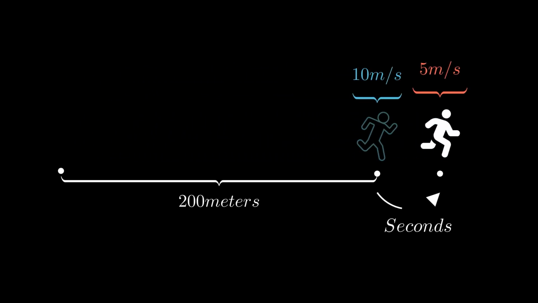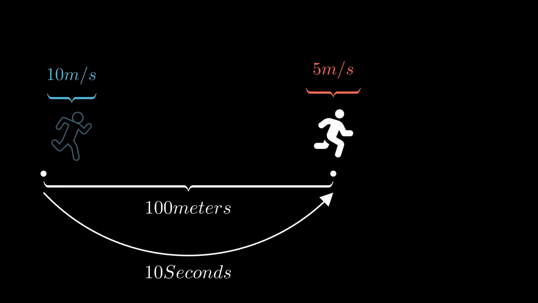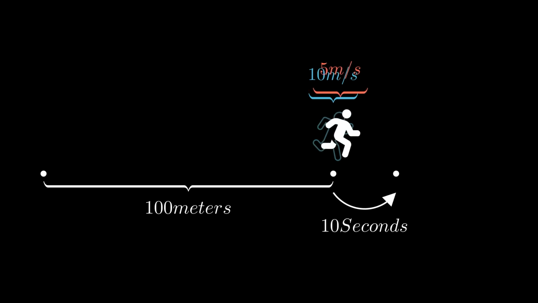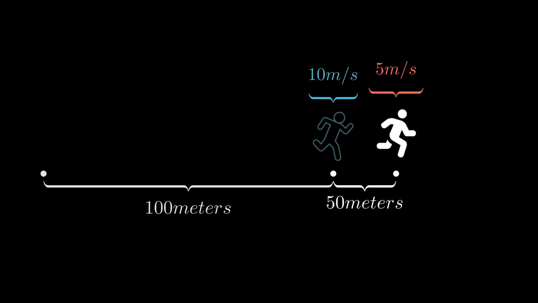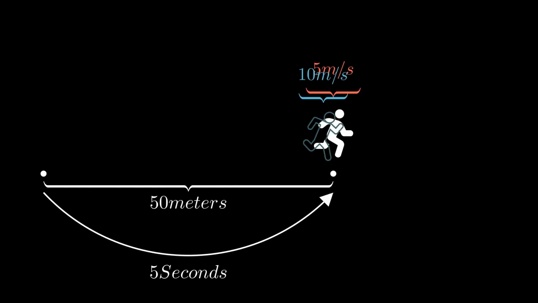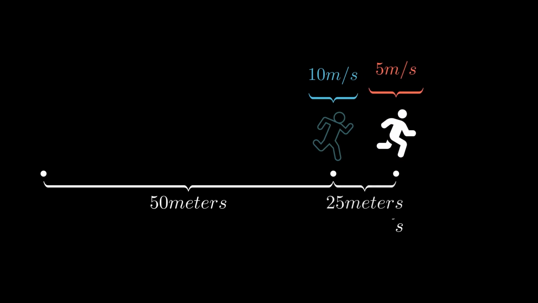Well, after 20 seconds, the white runner also moves, and he moves 100 meters. Now, the blue runner needs to run 100 meters, and this takes him 10 seconds. Well, after 10 seconds, the white runner moves another distance, and that distance is 50 meters. Now the blue runner needs to run 50 meters, and this will take him 5 seconds. The white runner in 5 seconds runs another distance, and that will be 25 meters.